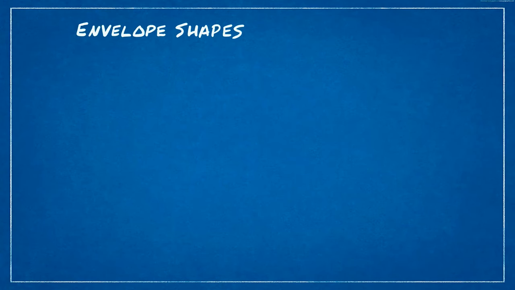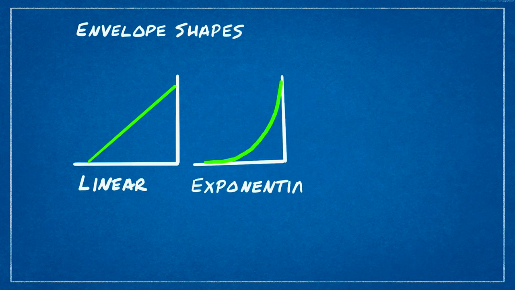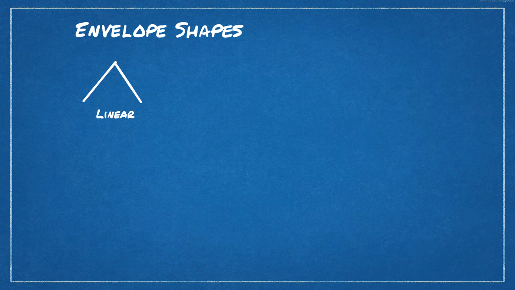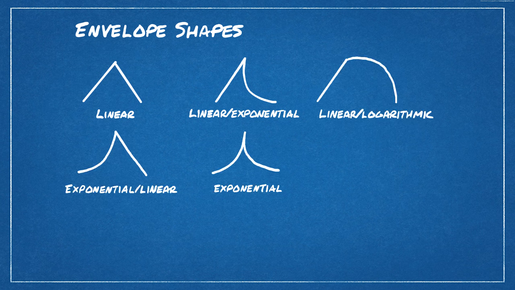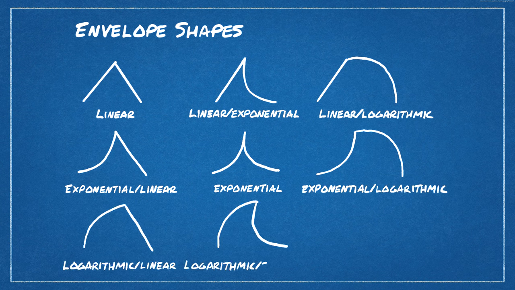First, let's take a quick look at envelope shapes. There are 9 basic envelope shapes that are all based on 3 ramp shapes: linear or uniform, exponential or accelerating, and logarithmic or decelerating. So if we combine these 3, we get our 9: linear, linear exponential, linear logarithmic, exponential linear, exponential, exponential logarithmic, logarithmic linear, logarithmic exponential, and, of course, logarithmic.